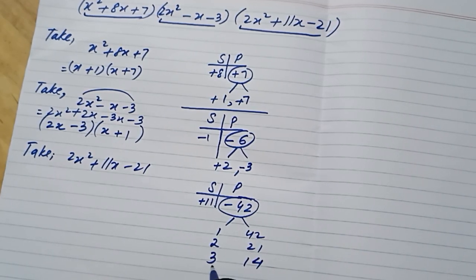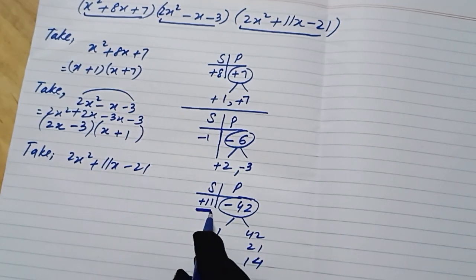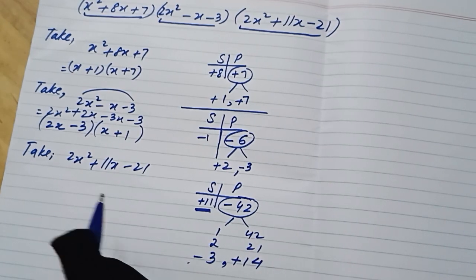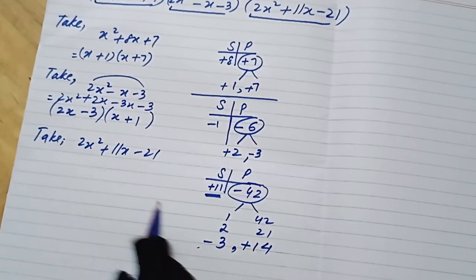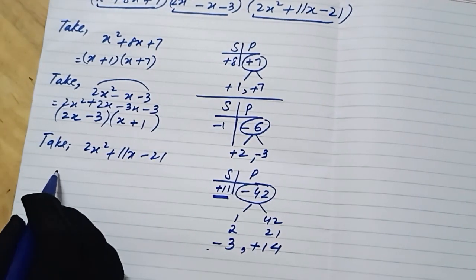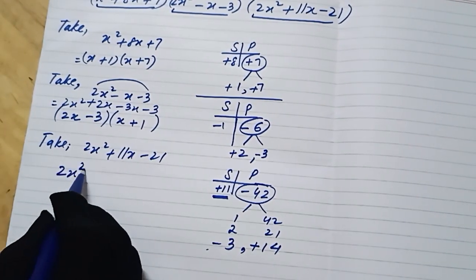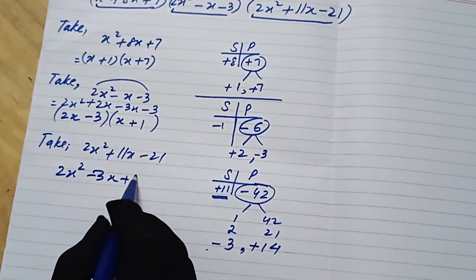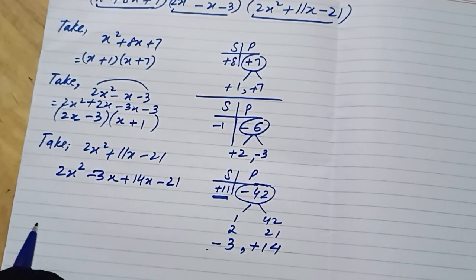So this is working to give you 11, but on subtraction the factors are giving this number, so use this sign with the bigger number and the opposite sign with the small number. Now the product is satisfied and the sum is also satisfied. As the coefficient is not 1, we will not directly write in that form, we will use the other method. Not very long, write down this: 2x square minus 3x plus 14x minus 21.